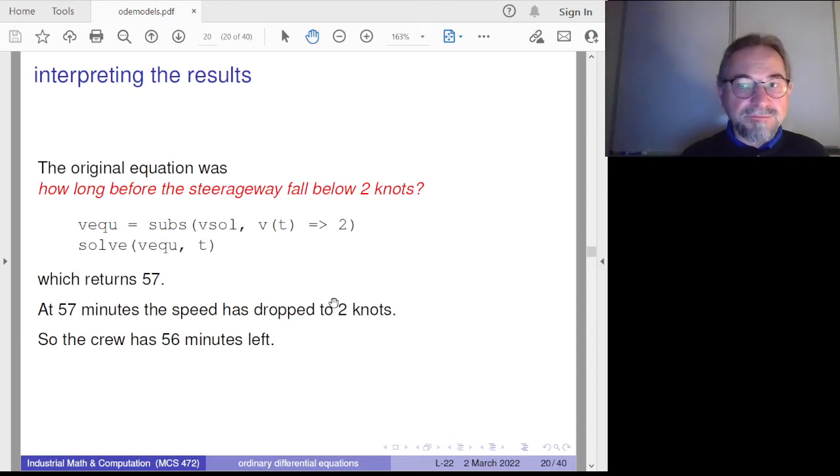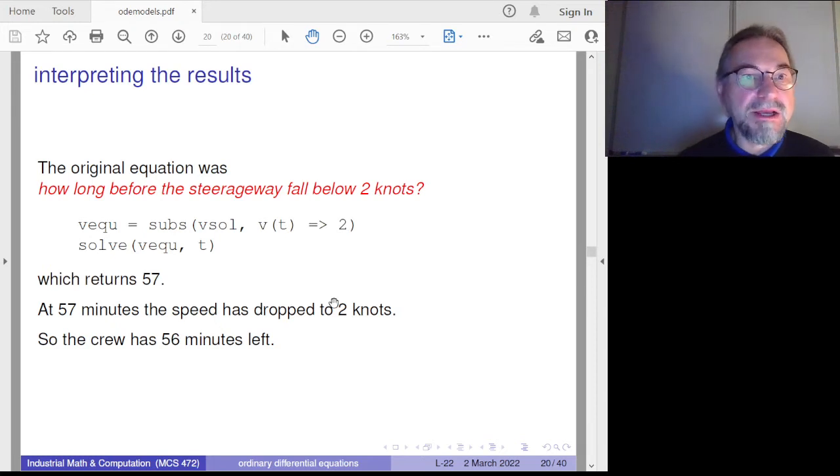So from the start of time, where we were happily cruising at 40 knots, it will take 57 minutes before the speed drops to 2 knots under our model. So we do have our crew. So this was done after we made the observation that the speed after 1 minute had dropped to 30 knots. So the crew still has 56 minutes left in this model to repair the reactor.